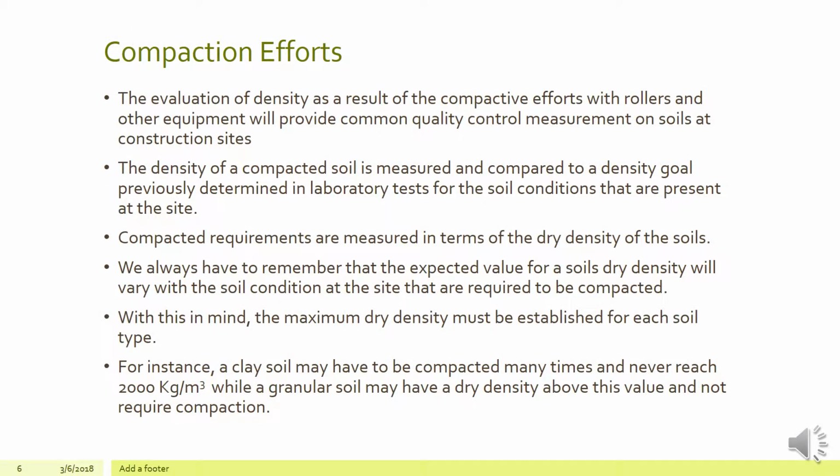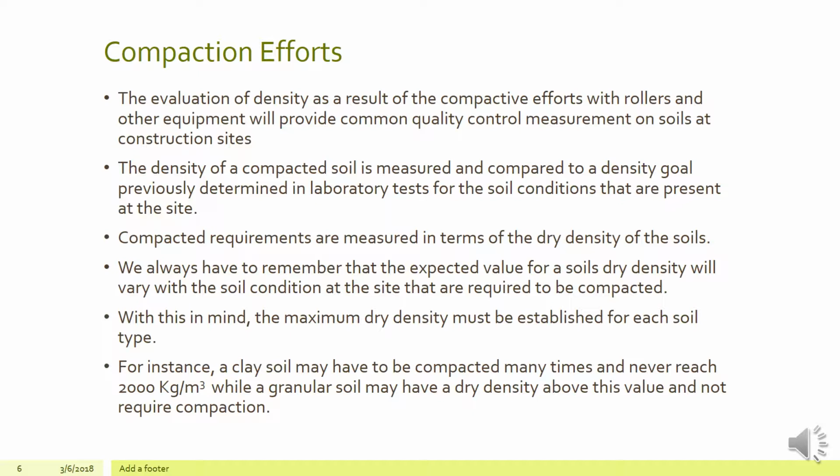So the compaction efforts, the evaluation of density as a result of the compactive efforts with rollers and other equipment, will provide common quality control measurements on the soils at construction sites. So again, we're looking at what the design professionals have stated as a compaction percentage. We want to meet that, and once we have met that, then we can start to actually put our structure on top of the soils.